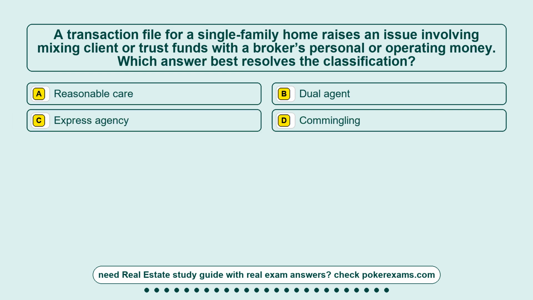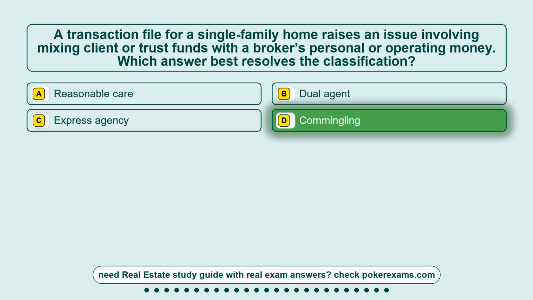Question 16. A transaction file for a single-family home raises an issue involving mixing client or trust funds with a broker's personal or operating money. Which answer best resolves the classification? Option A, reasonable care. Option B, dual agent. Option C, express agency. Option D, commingling. The correct answer is option D, commingling.